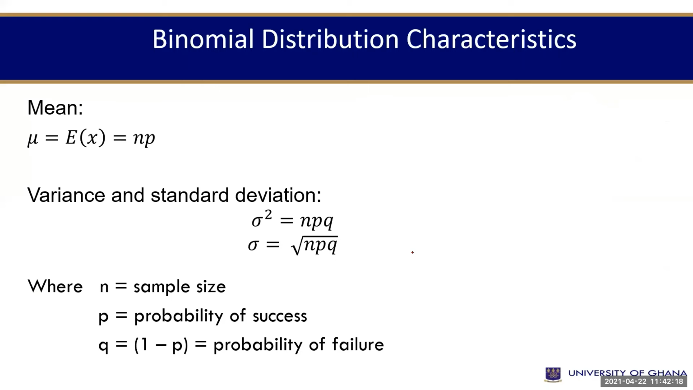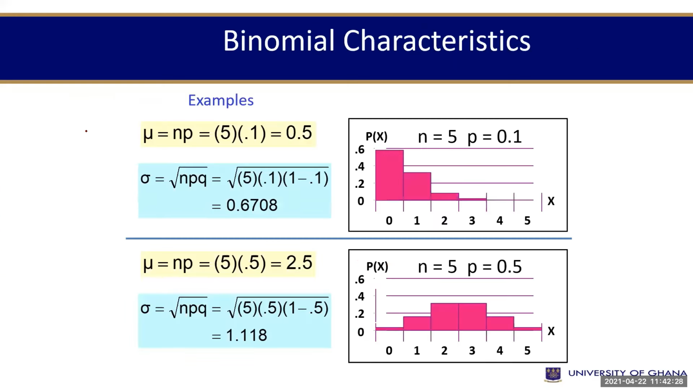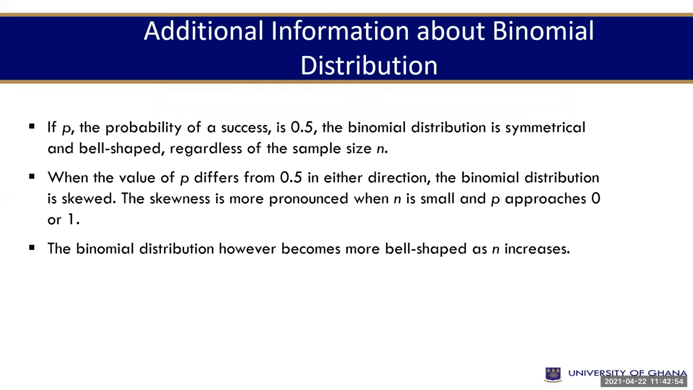We can also compute the mean and the variance and standard deviation for this. That is just by substitution, we don't have to stress that. Or we can use another graph to represent this for the standard deviation or the variance or the mean. We can also use a binomial table to compute binomial probability values, knowing the sample size and the probability of success.